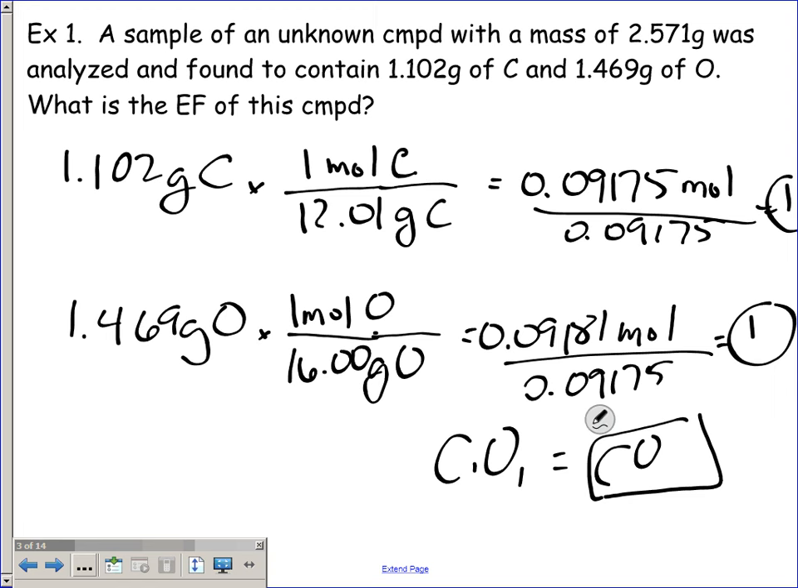Thumbs up if that empirical formula makes sense. You remember the steps. First step, what? Convert to moles. Second step, divide by lowest. Third step, multiply if needed, or take these as the subscripts. That's your process every single time.